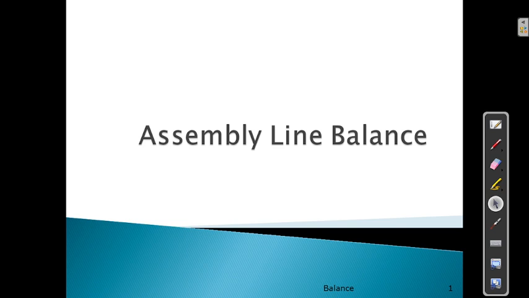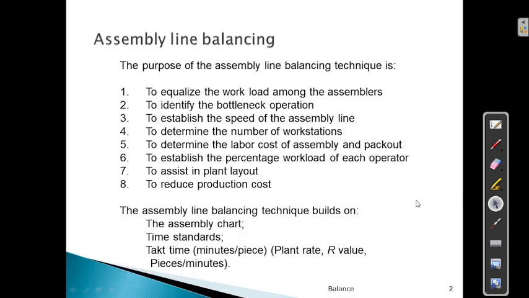Good day to all. Today we are going to see about assembly line balancing. What is the purpose of the assembly line balancing technique? There are 8 main points in assembly line balancing.